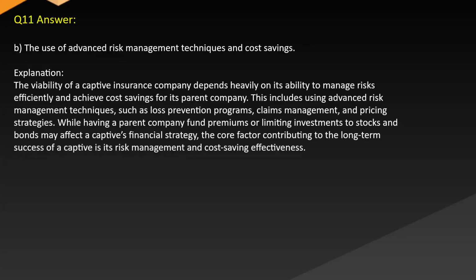Answer. B. The use of advanced risk management techniques and cost savings. Explanation. The viability of a captive insurance company depends heavily on its ability to manage risks efficiently and achieve cost savings for its parent company. This includes using advanced risk management techniques such as loss prevention programs, claims management, and pricing strategies, while having a parent company fund premiums or limiting investments to stocks and bonds may affect a captive's financial strategy. The core factor contributing to the long-term success of a captive is its risk management and cost-saving effectiveness.